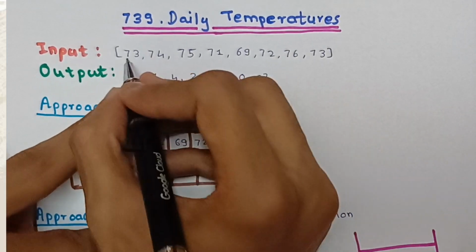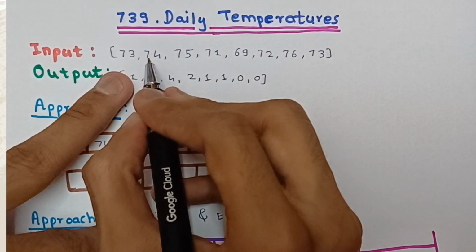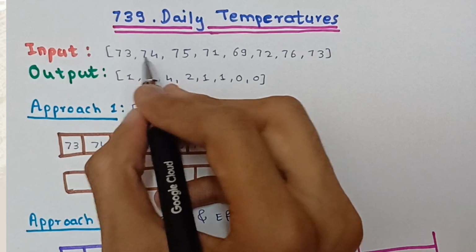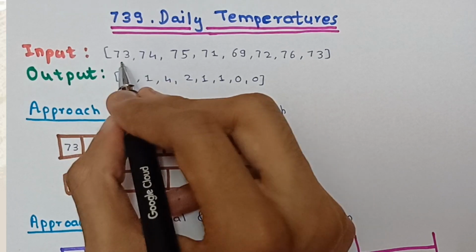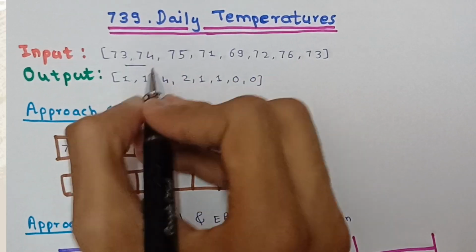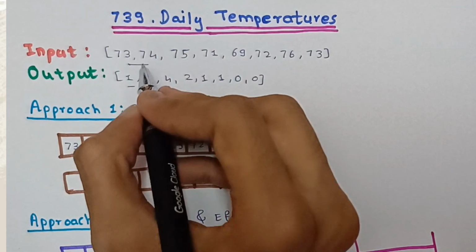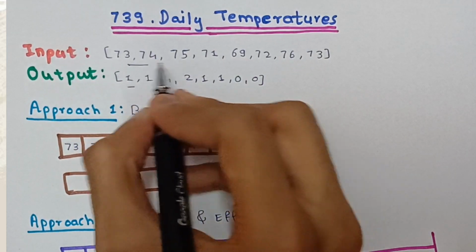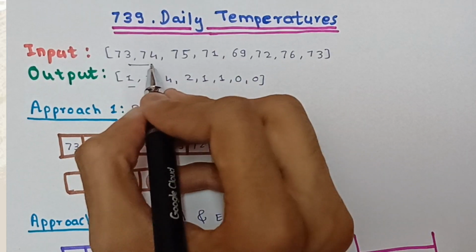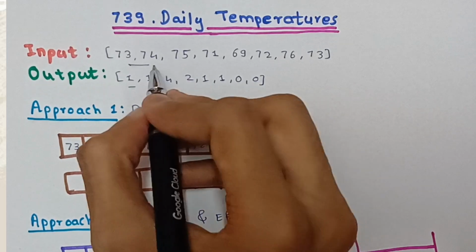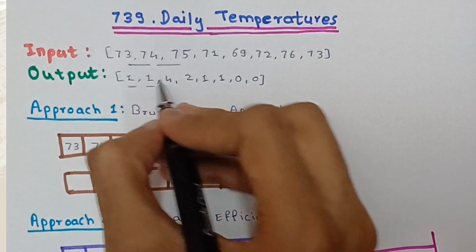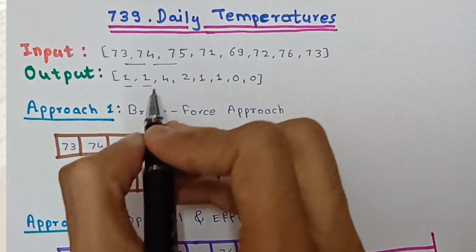Here 74 is greater, meaning a warmer temperature, than 73. How many steps ahead is it? Only one step. So here the output is 1. Now we will move to 74. 75 is greater than 74, and we move only one step ahead. So here also 1. You will understand the main problem here.